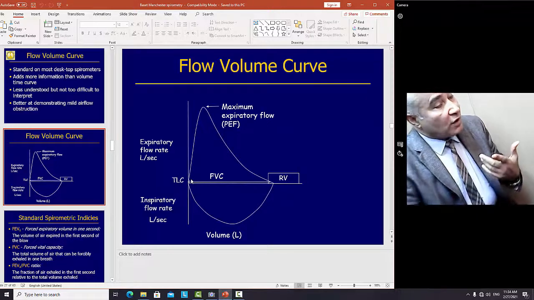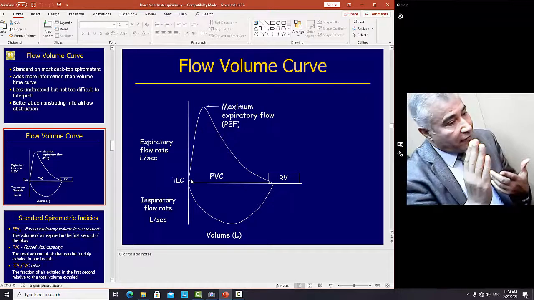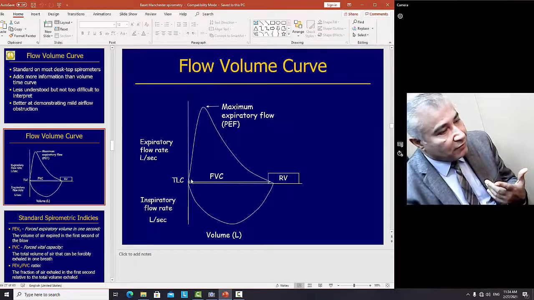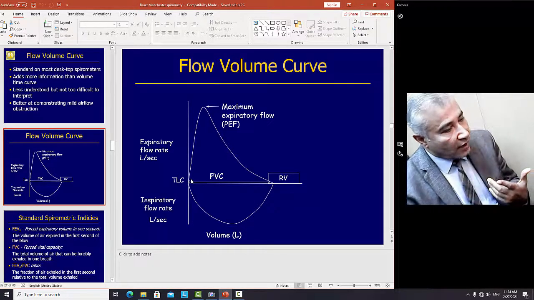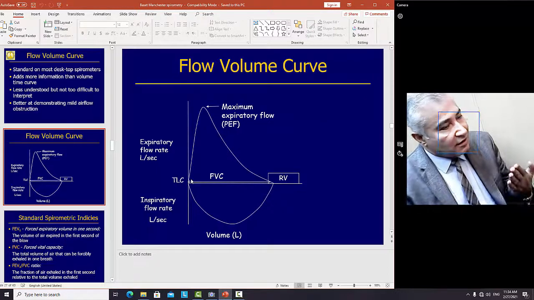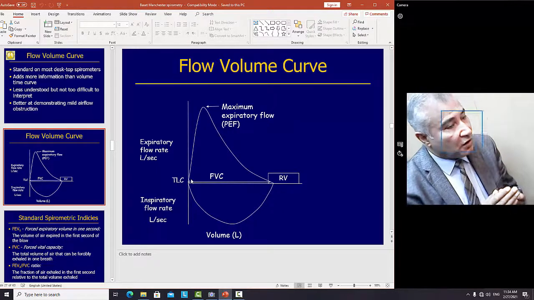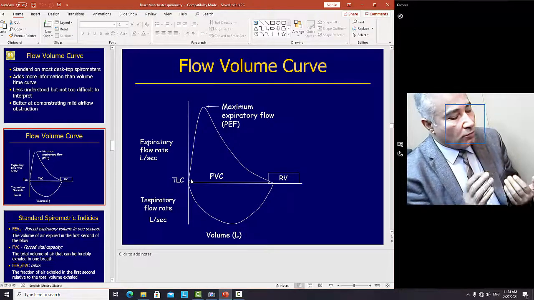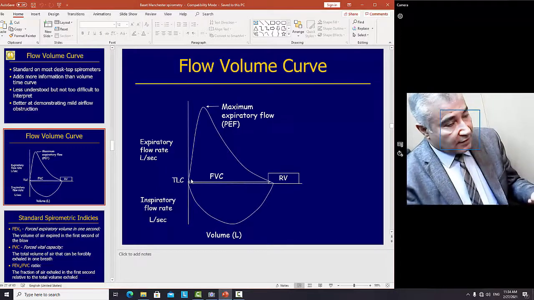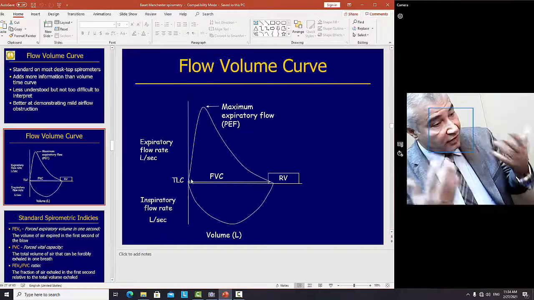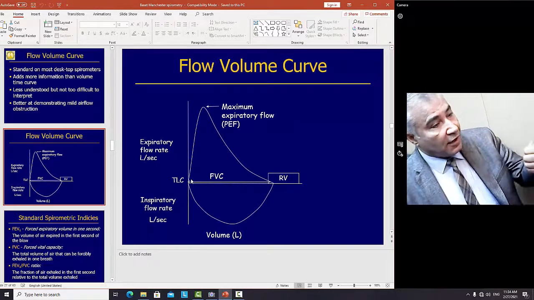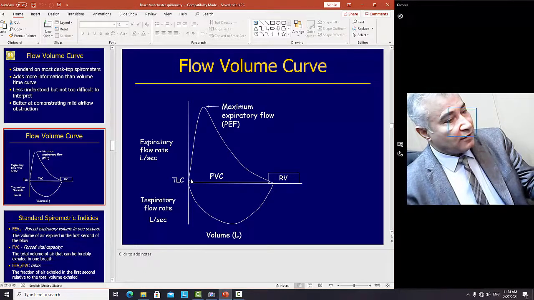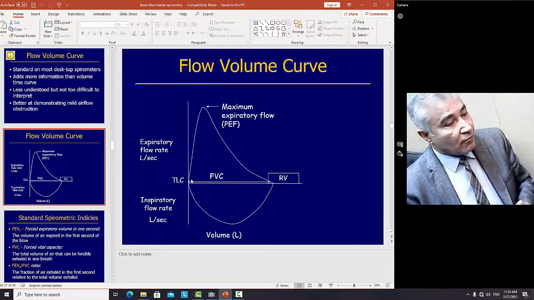4800. But the total lung capacity, when I use the body box and calculate the residual volume, which is 1200, the total lung capacity is roughly about 6000 ml, or about 6 liters. After that, I am doing forced vital capacity to detect what? To detect the forced expiratory volume during the first second.